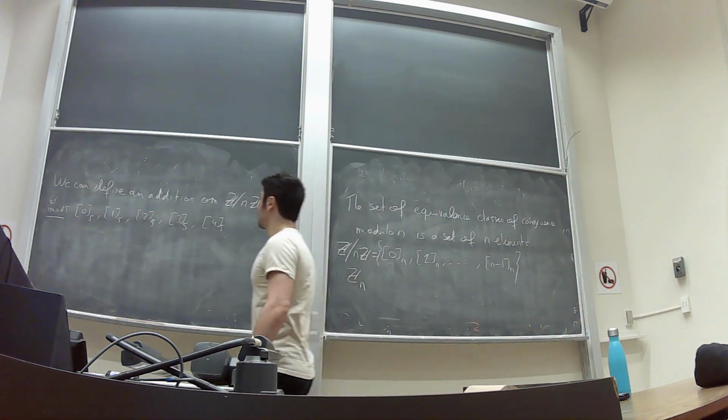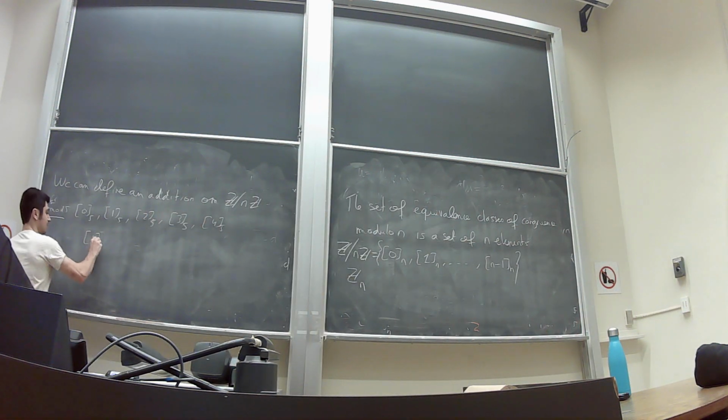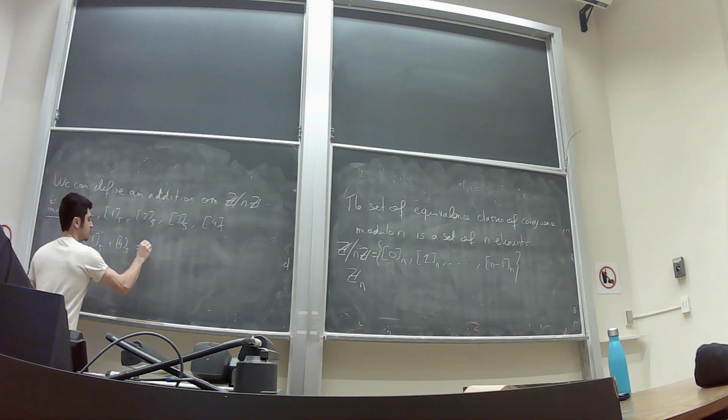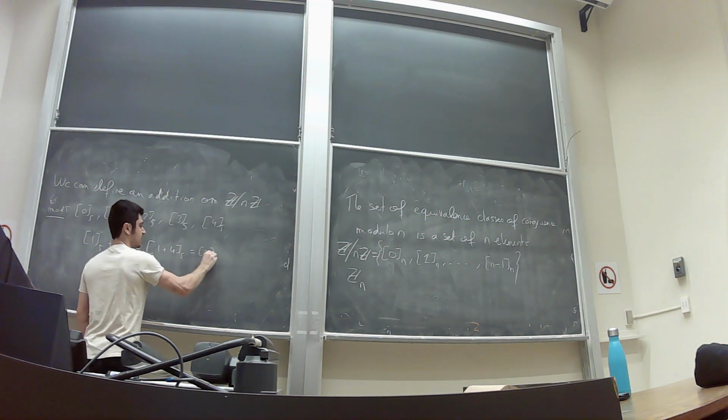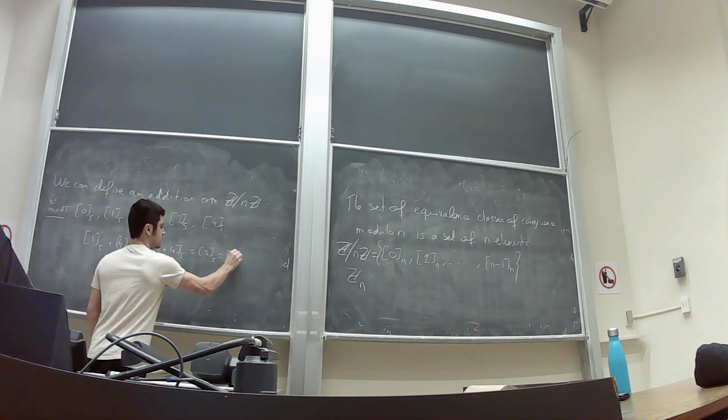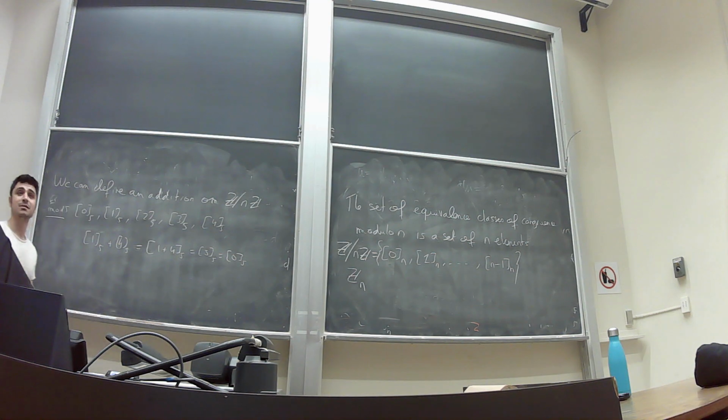Okay? So you take the class of 1 plus the class of 4, and you define it to be the class of 1 plus 4, right? Which is the class of 5, which is the class of 0. Agree or not? That's what you do. So if you would say 2 plus 4, what do you define it as? 6. 6 is equal to 1. Are we good here?